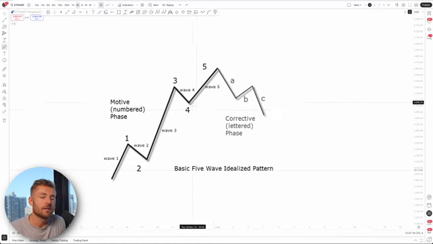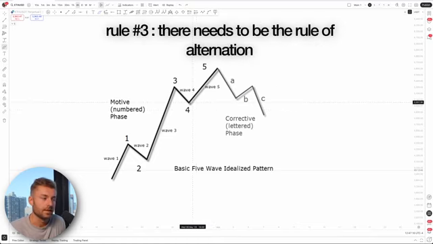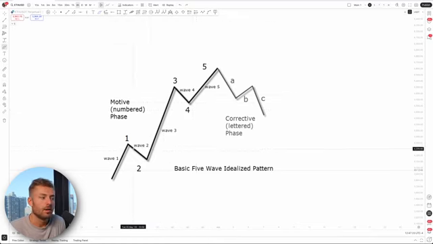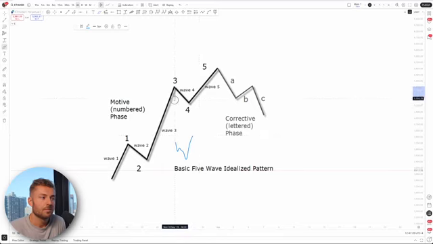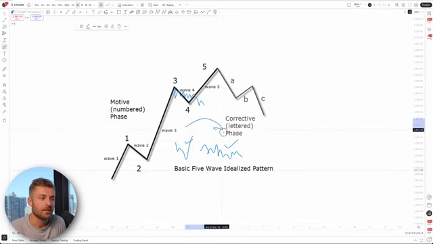Rule number 3 is we need something called rule of alternation. What the rule of alternation states, if wave 2 is simple, meaning that the price is kind of moving in a generally straight line before moving in the opposite direction, that wave 4 must be oppositely more complex, more drawn out. So price would look more something like this, and it looks more complex than simple. And this can be done in either direction. So if 2 is complex, 4 can be simple, but they have to alternate and they have to look separate.